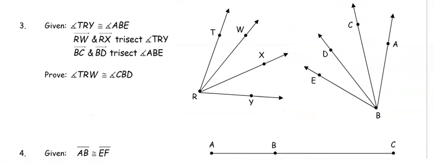In number 3, angle TRY is congruent to angle ABE. RW trisects angle TRY, so if these are trisected, they're congruent. BC and BD trisect, so if those angles are congruent, they are also now all congruent, the little pieces, so we know that these smaller angles are now congruent by using angle division.